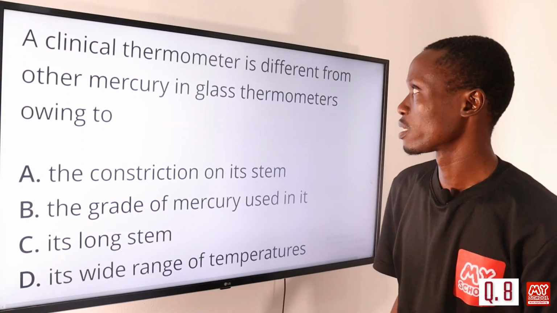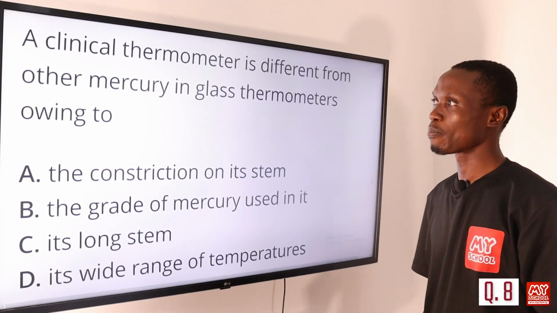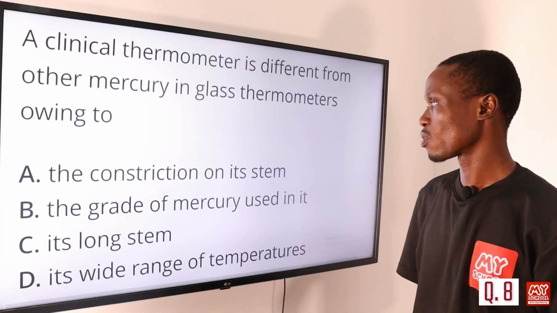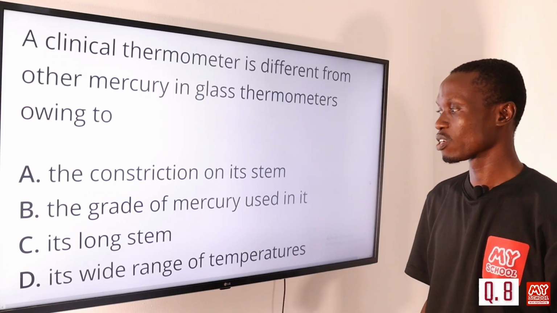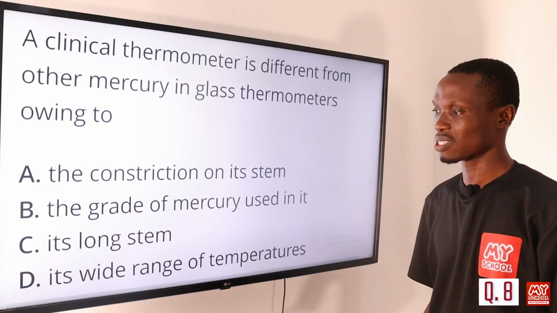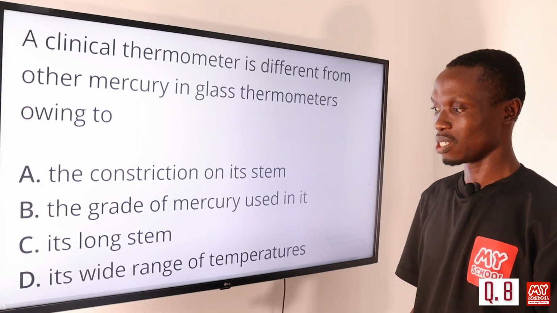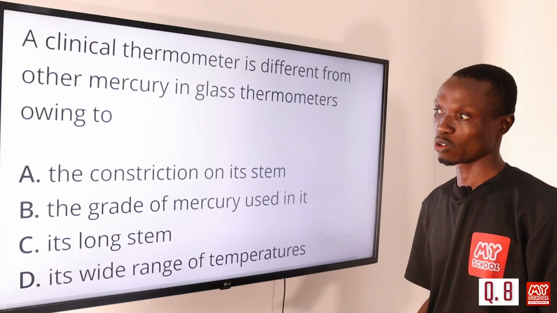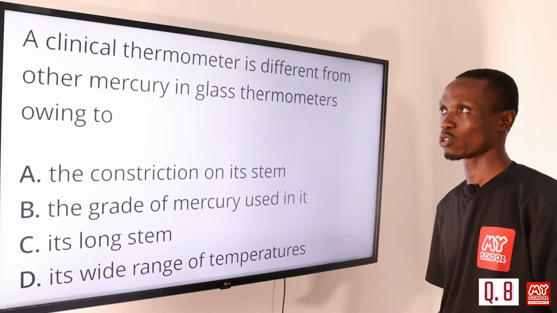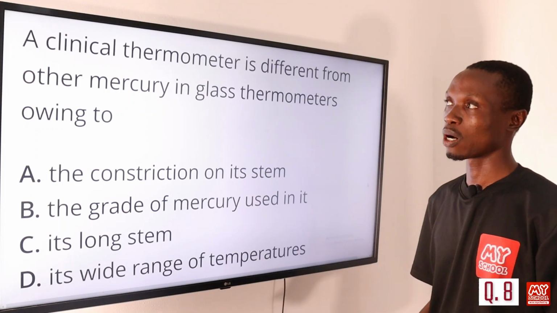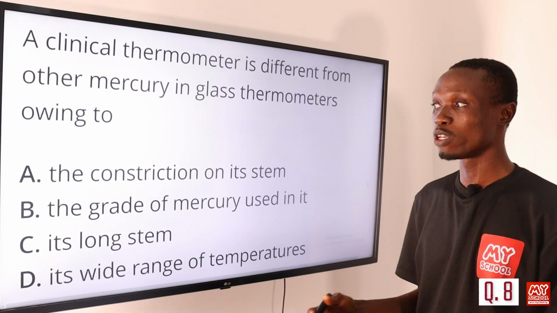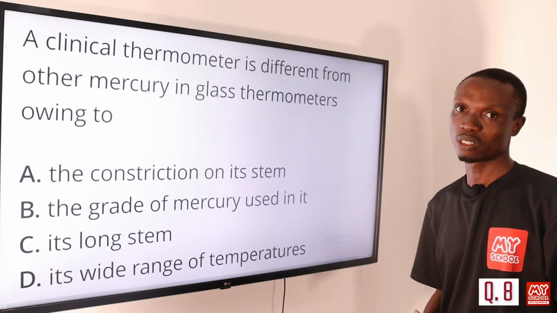Question 8. A clinical thermometer is different from other mercury in glass thermometers owing to A, the constriction on its stem, B, the grade of mercury used in it, C, its long stem, D, its wide range of temperatures. So the answer to this question is option A, the constriction on its stem. A clinical thermometer is different from other mercury in glass thermometers owing to the constriction on its stem.